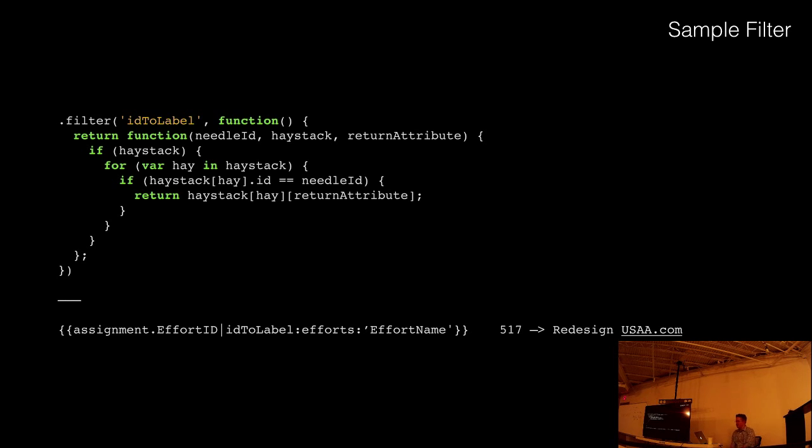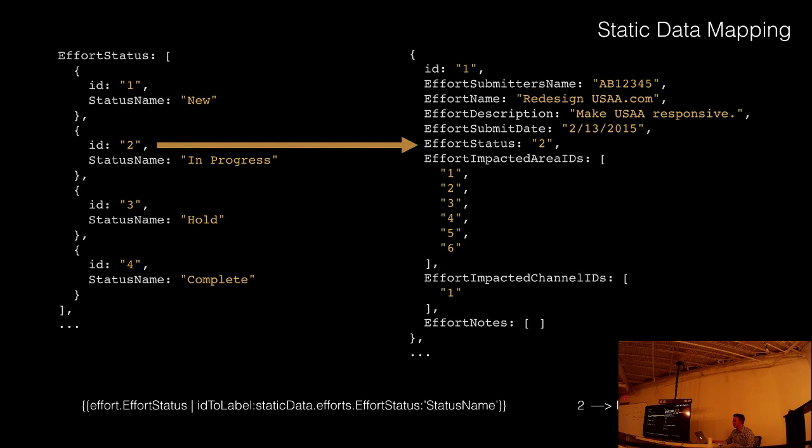One thing that I use a lot is this ID to label method, or filter rather. Basically, you pass in an ID, you pass in whatever collection you want to get stuff from, and then you pass in the attribute that you want to get from it. I use it all over the place, and it's really powerful because whenever I sent JSON from the server, instead of everything being the actual value of what it is, instead of saying that this effort is redesignUSA.com, I could just pass in the effort ID, and then I have a static data object that I do mapping with and say, okay, here are the efforts, here is the static effort data, and then map it so I can pass in an ID, and then out of that I get redesignUSA.com. Did you do the same thing for like the user IDs?